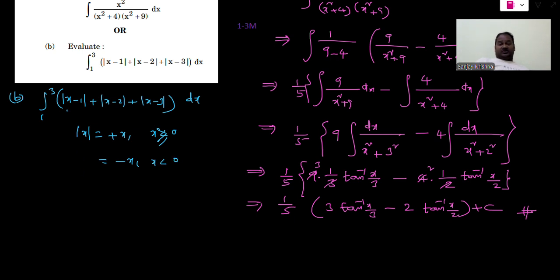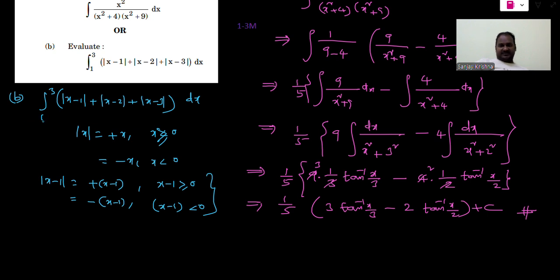So, for modulus of x minus 1, I will just give clarity: modulus of x minus 1 is equal to x minus 1 when x minus 1 is greater than or equal to 0, and is equal to minus of x minus 1 when x minus 1 is less than 0. So x minus 1 greater than or equal to 0 means x greater than or equal to 1, and otherwise x less than 1. So we can understand that only when x is less than 1 does x minus 1 become minus of x minus 1.